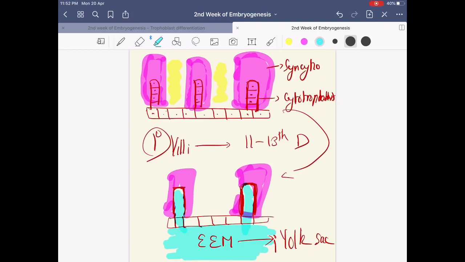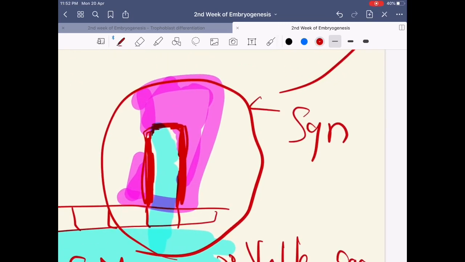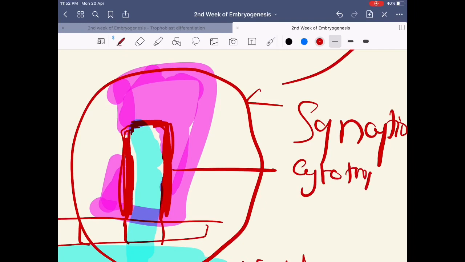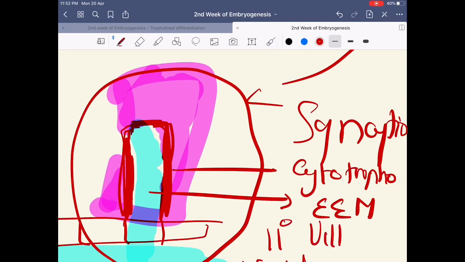Now what is our villus composed of? What is a villus actually? It is actually finger-like projections. Now you'll see that this villus is composed of what all things? Let me zoom in here. It is composed of syncytiotrophoblast, cytotrophoblast, and then the extra embryonic mesoderm. These three things together form the secondary villi.